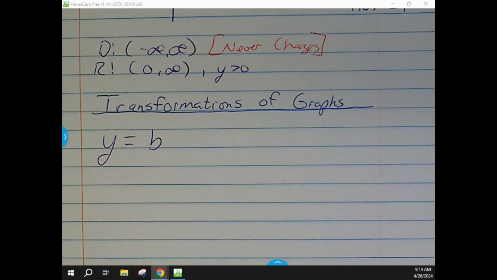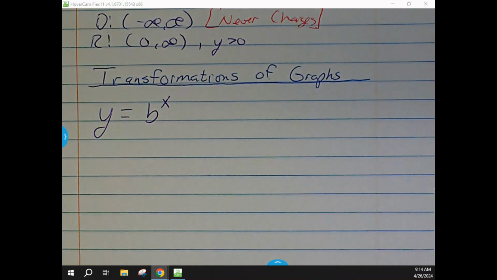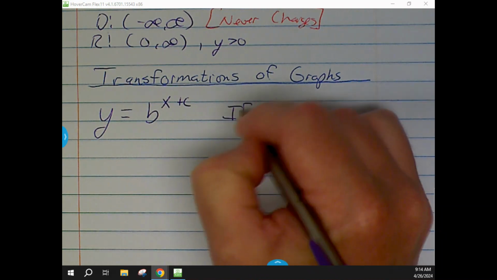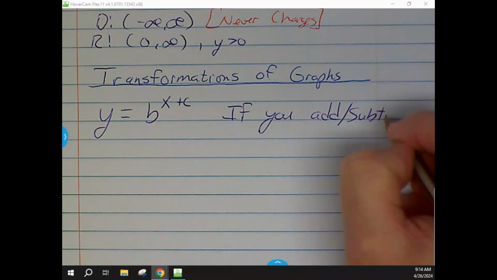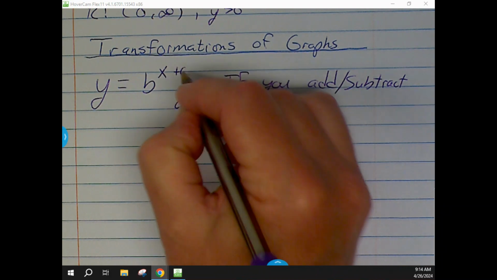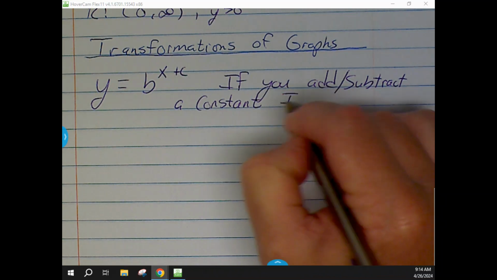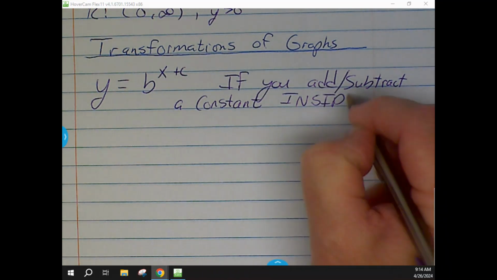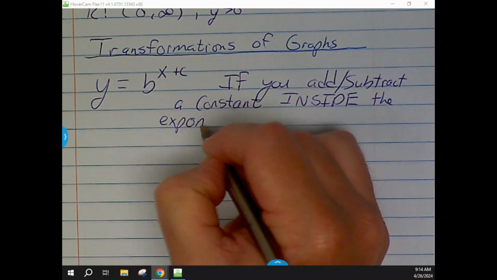Now, again, base-wise, it doesn't matter. The base can be anything at all. It's still positive or negative. 0 doesn't matter. The base is still the same. We're going to do a plus c in the exponent. So if you add or subtract a constant, and again, that c is a constant value, if you add or subtract a constant that's inside the exponent.